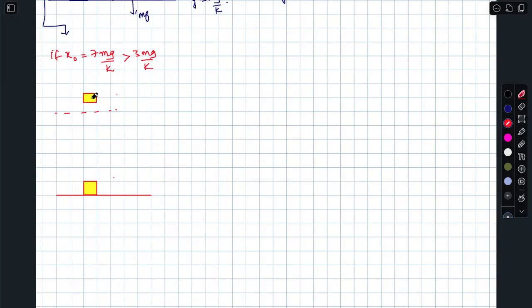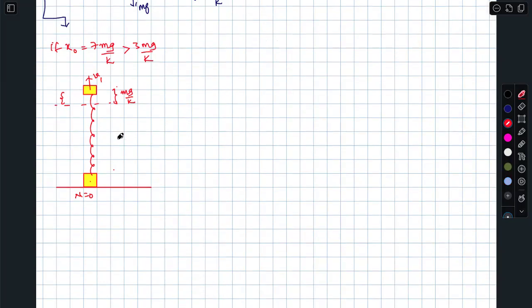straight away I'm taking the case at this instant. This will have some velocity v1, and contact is just lost when this is mg by k. At that time, of course, spring is elongated. From here, you should start. Now, what do you want? You need to find that v1. So you need to compare the two cases and apply law of conservation of energy.